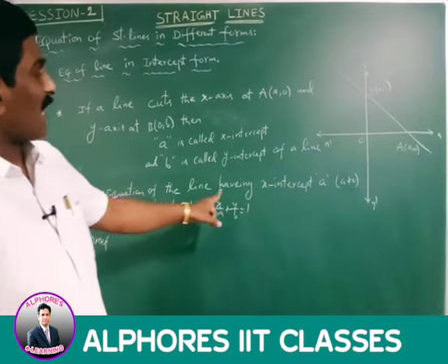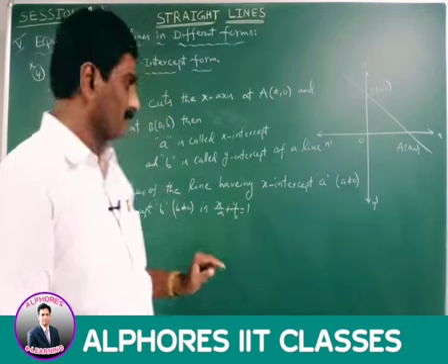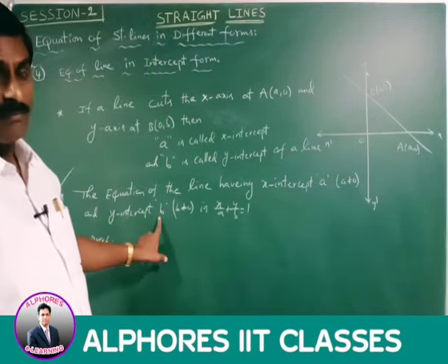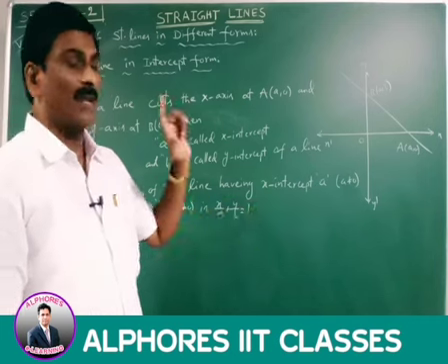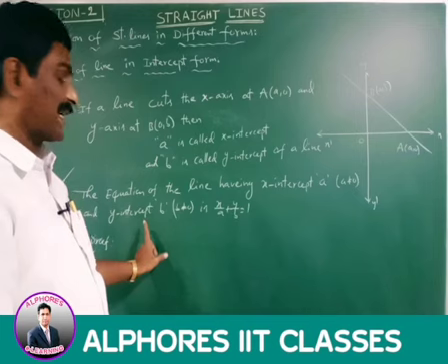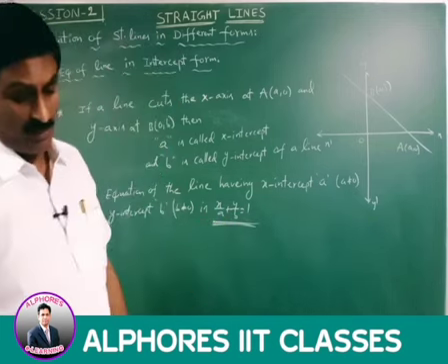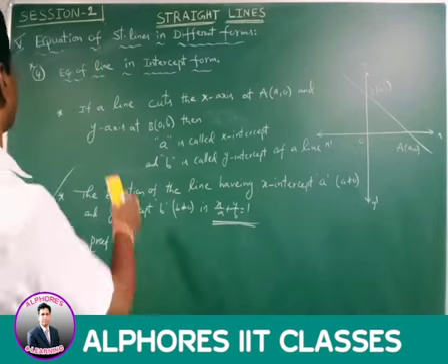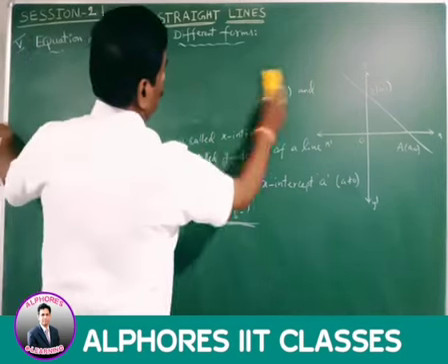The equation of the line having x-intercept A (A not equal to 0) and y-intercept B (B not equal to 0) is x by A plus y by B is equal to 1. Here A is the x-intercept and B is the y-intercept. Then the equation of the line in intercept form is x by A plus y by B is equal to 1. It is the equation of the line.